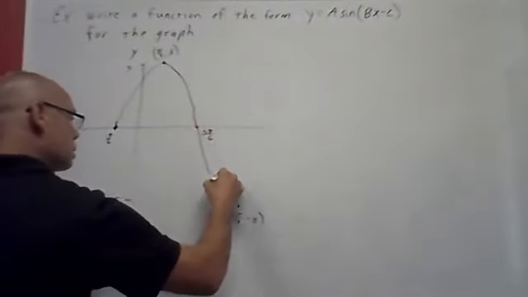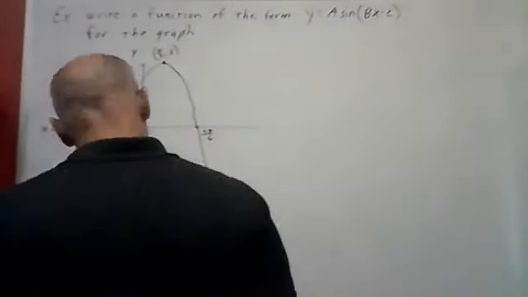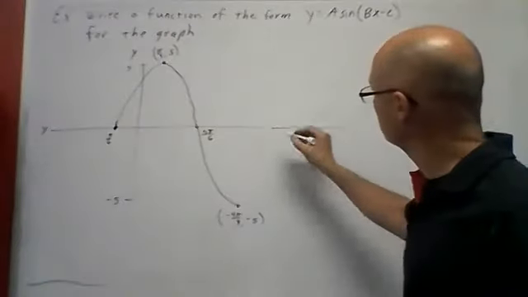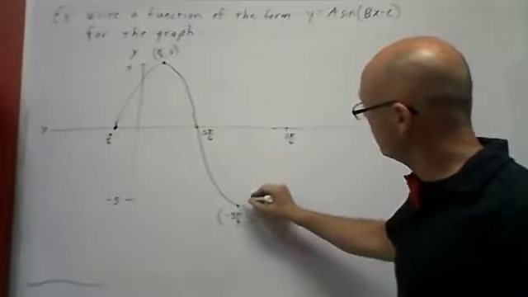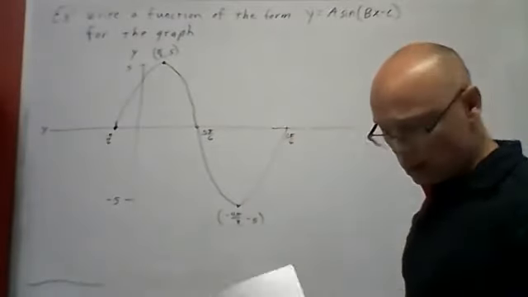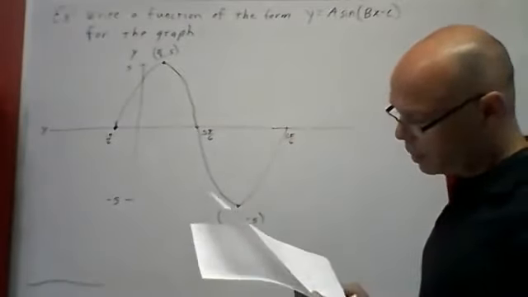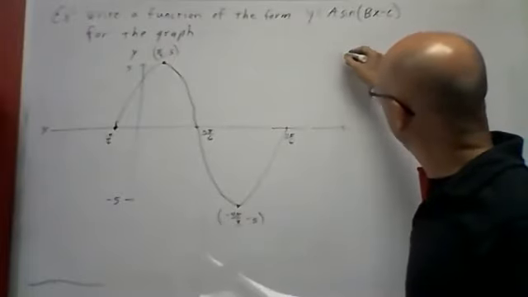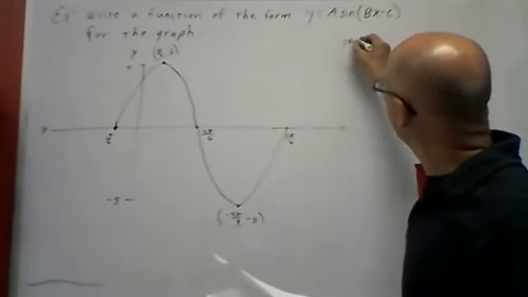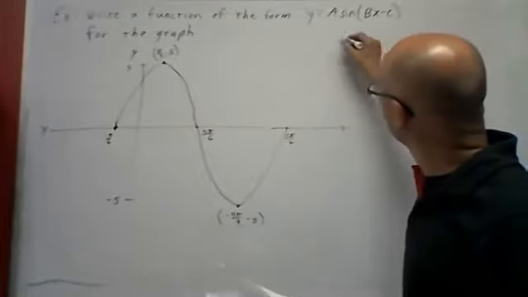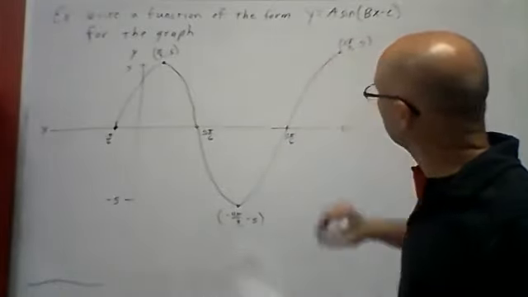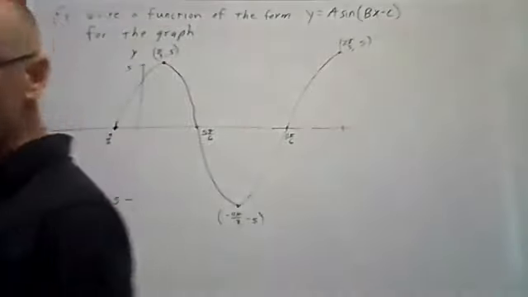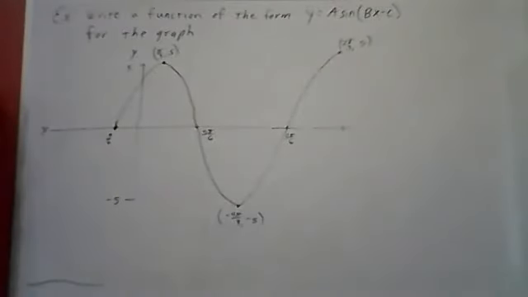So it's going to do something like this. It's going to go through 11 pi over 6, 0 on the x-axis. Then it's going to have 7 pi over 3 comma 5. Going to go through that point as well. So it's going to look something like that. So they're giving me the graph this time, and I have to come up with the function.